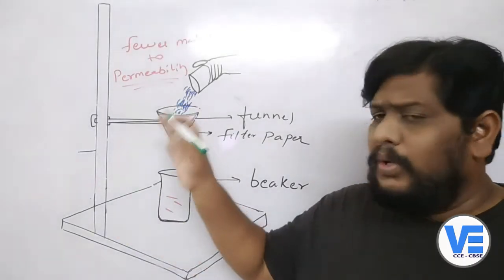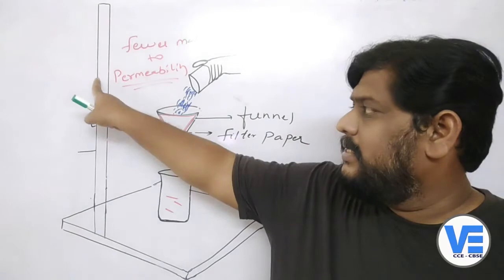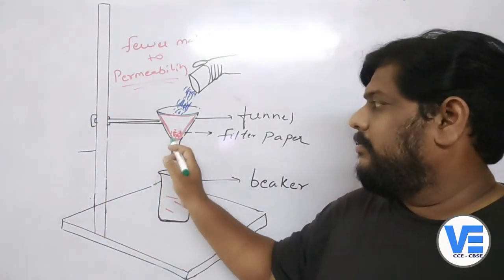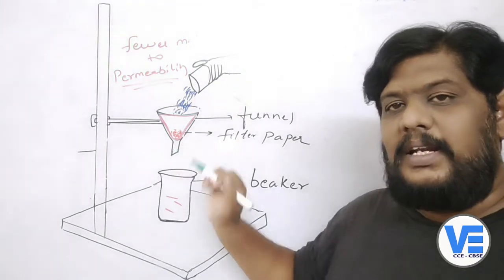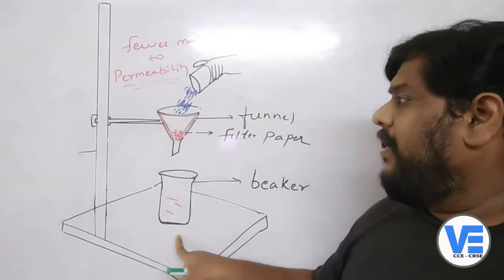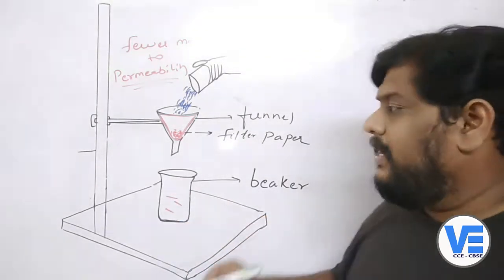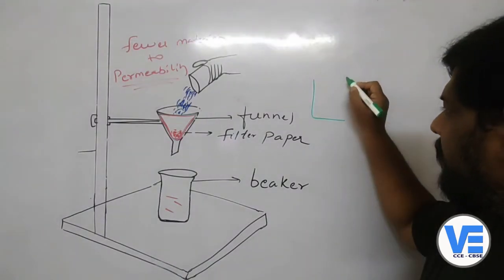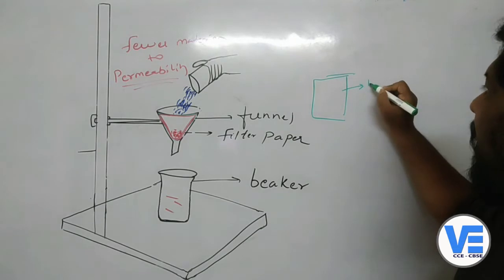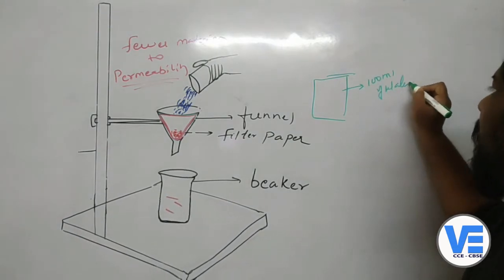You can see this apparatus, the way it is arranged. Here you can see a retort stand, and we have attached a funnel to that, and then we have taken a beaker here. Apart from that, we have taken a small beaker which is filled with 100 ml of water.